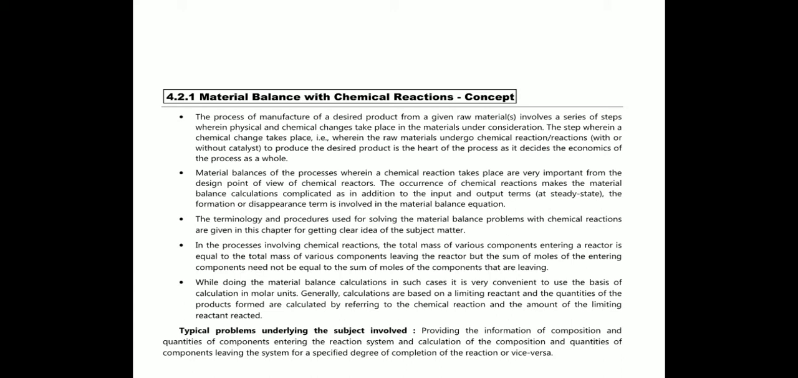Now, in a process involving chemical reactions, the total mass of various components entering a reactor is equal to the total mass of various components leaving the reactor. But the sum of moles of the entering components need not be equal to the sum of moles of the product components leaving the reactor. While doing the material balance calculation in such cases, it is important to use a basis in molar units. Generally, calculations are based on the limiting reactant, and the quantities of the products formed are calculated by referring to the chemical reaction and the amount of limiting reactant reacted. Now see the typical problems underlying the subject involved.